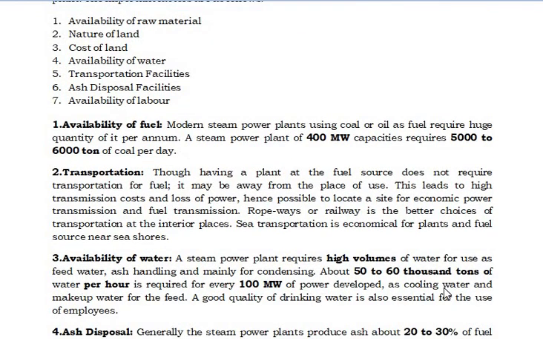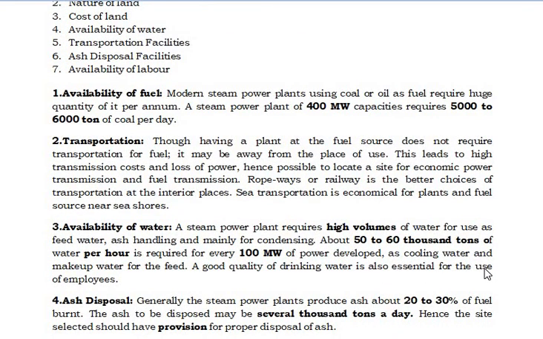Next, availability of water. A steam power plant requires a high volume of water for use as feed water, ash handling, and mainly for condensing. About 50 to 60,000 tons of water per hour is essential for every 100 megawatts of power developed, as cooling water and make-up water for the feed. A good quality of drinking water is also essential for the use of employees. This is a very important thing.